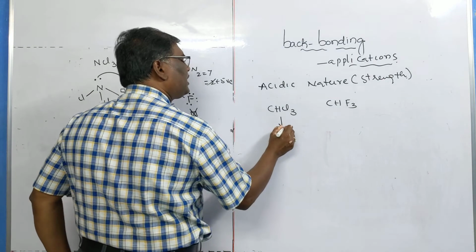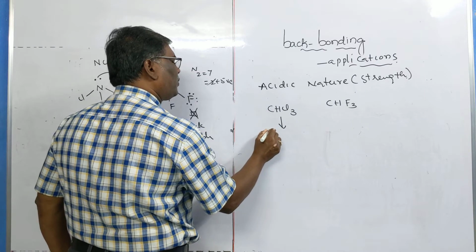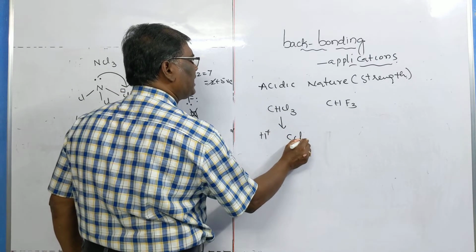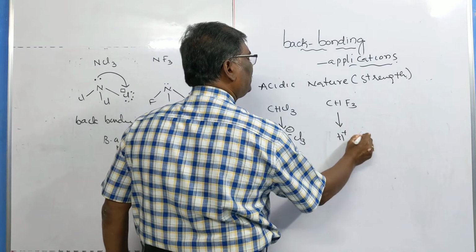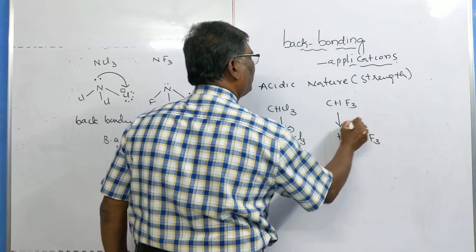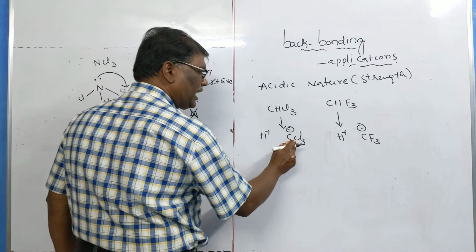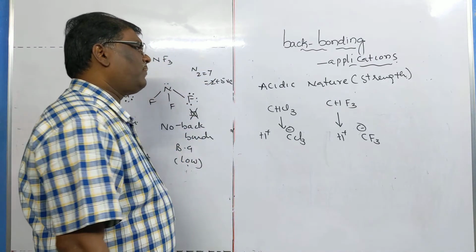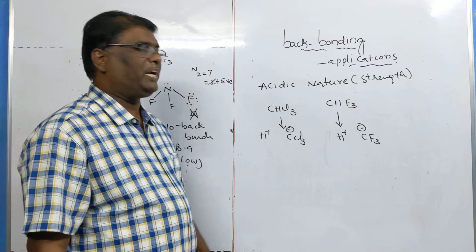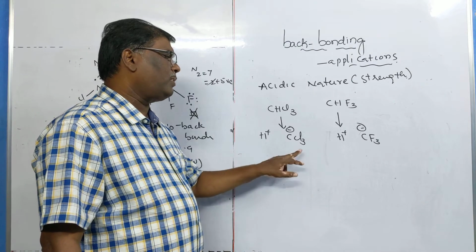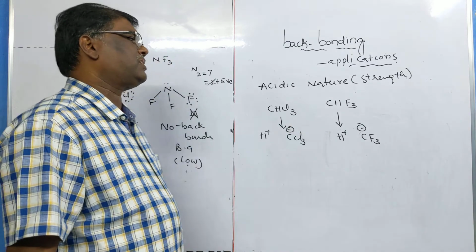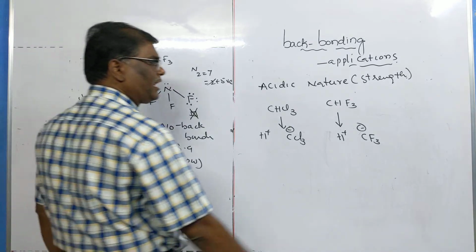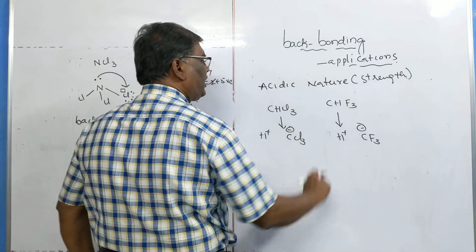If this one generates a proton, then it forms CCl3 minus. If this ionizes to give a proton, then CF3 minus is formed. Now which anion is stable? The strength of an acid depends upon the stability of the anion. A more stable anion is more acidic. A less stable anion forms a weak acid.